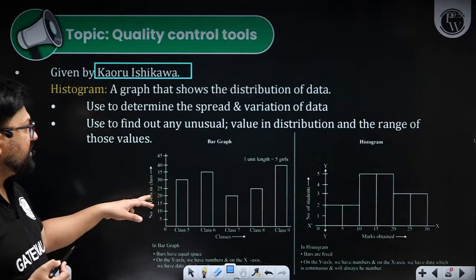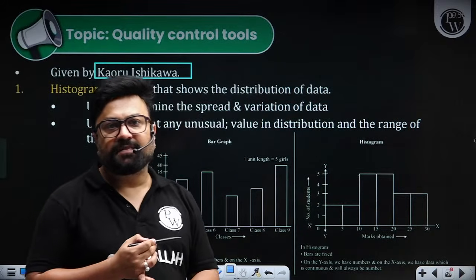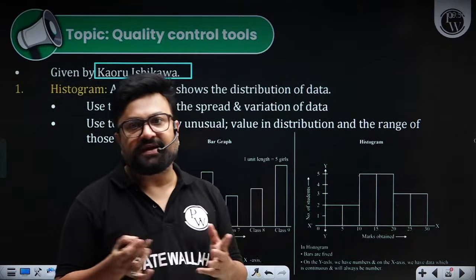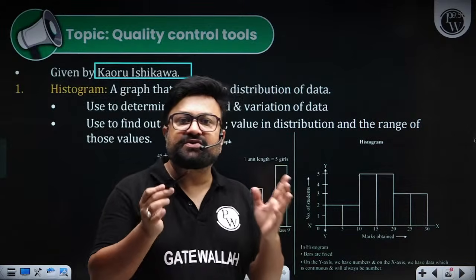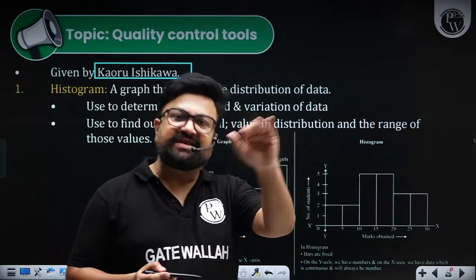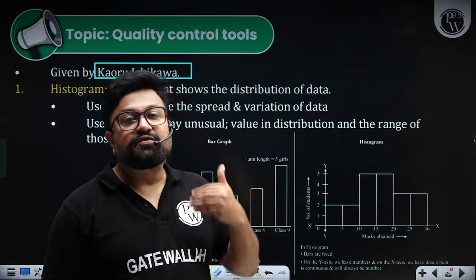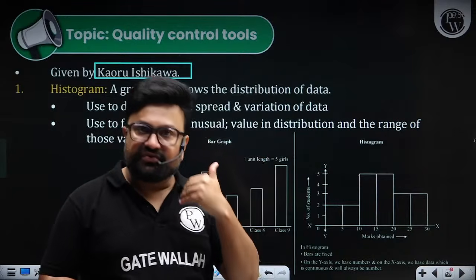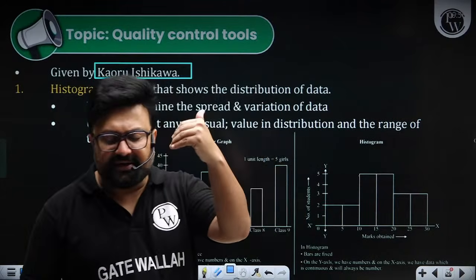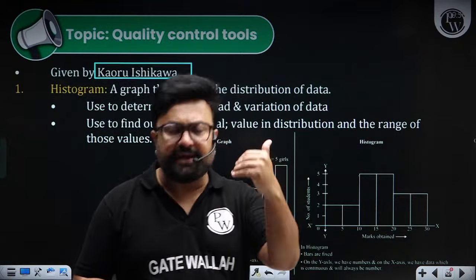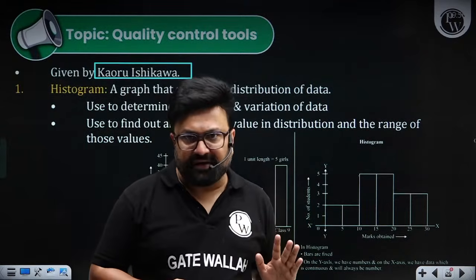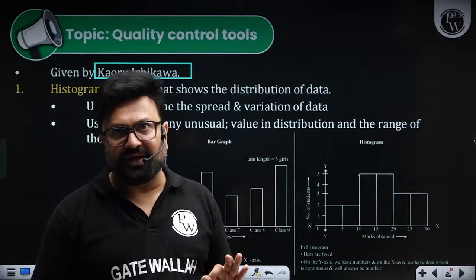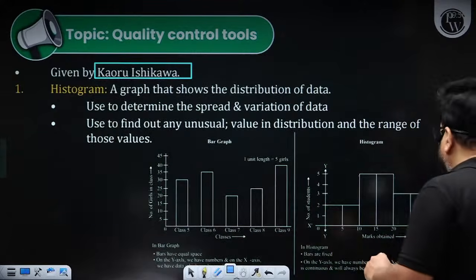Before that, we used the bar graph. Later, there is the histogram. It is used to determine the spread and variation of data with time or with another variable. Here it is used to find any unusual thing which happened during the process. If you see the graph during the process, you can easily determine any unusual thing by seeing the graph only. So here the value distribution and the range of those values is given in the graph, right?